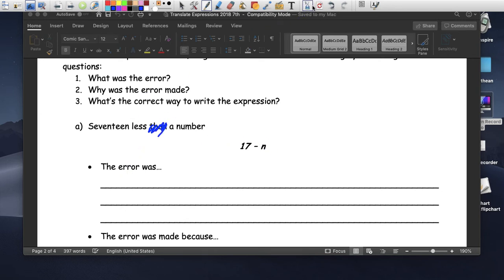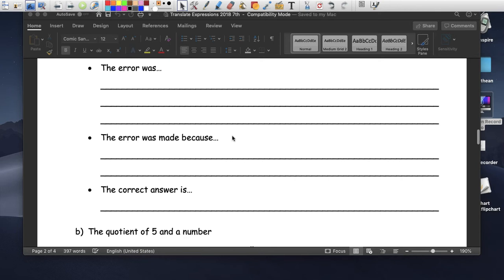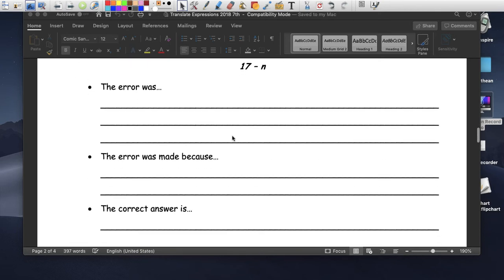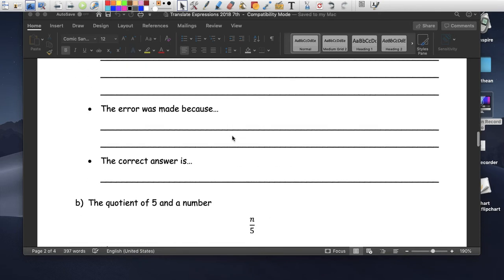But because it's less than, we have to turn around. So he maybe wasn't paying attention to detail or forgot. Okay. The correct answer is, and we just talked about it, n minus 17.